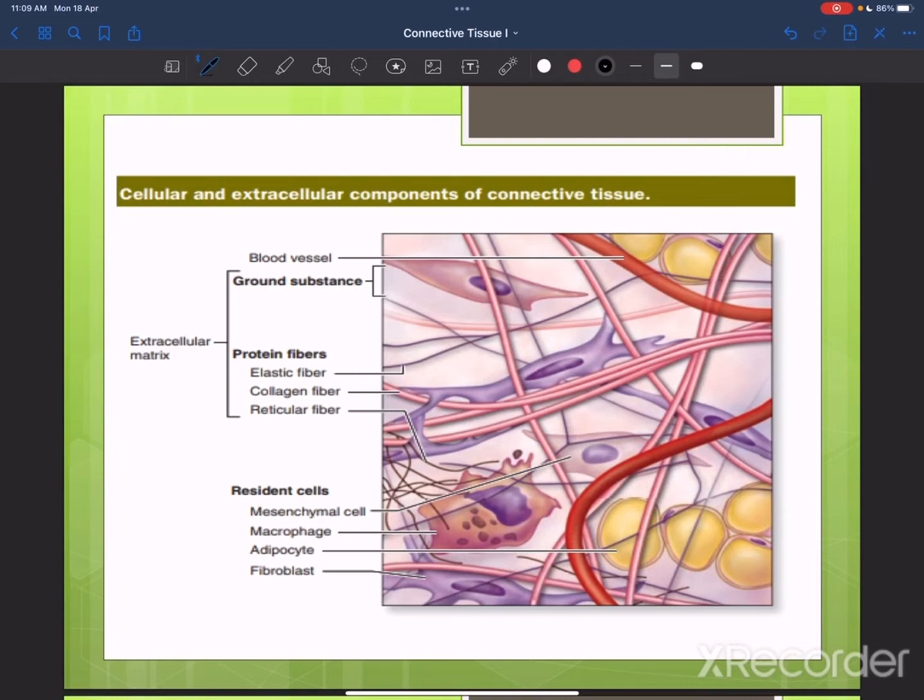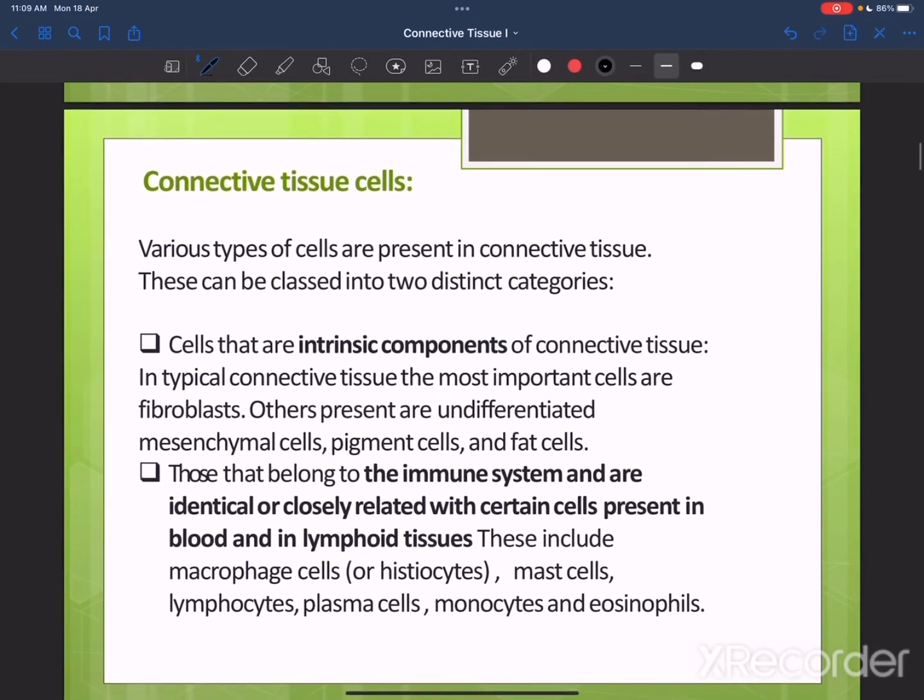And the ground substance, as we mentioned, is composed of a group of anionic macromolecules. We will go through the details later in the lecture. Regarding the cells, we have here, for example, the resident cells or the fixed cells. So these are, for example, the macrophages, adipocyte cells, and the fibroblasts. Regarding the connective tissue cells, we have a group of cells, as we mentioned, the intrinsic components. In typical connective tissue, the most important cells are the fibroblasts. So the most common and predominant fixed cell of the connective tissue is the fibroblast.